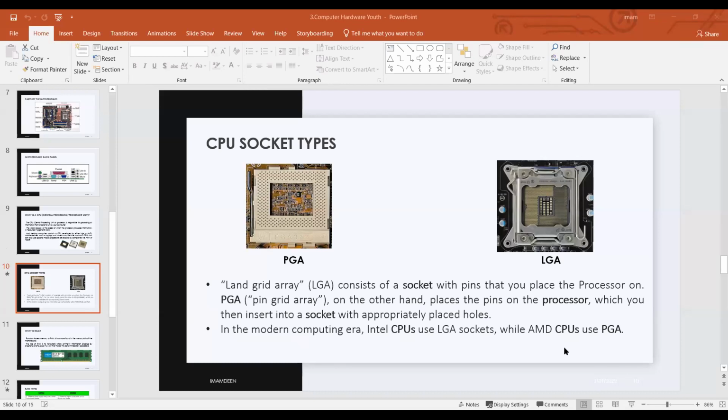Okay, so we have two socket types, CPU sockets. One is called PGA and the other one is called LGA. The LGA is totally different. The PGA one, students, is pin grid array.